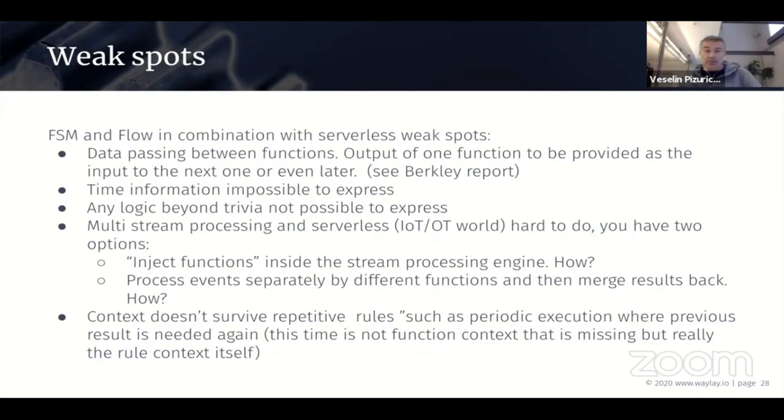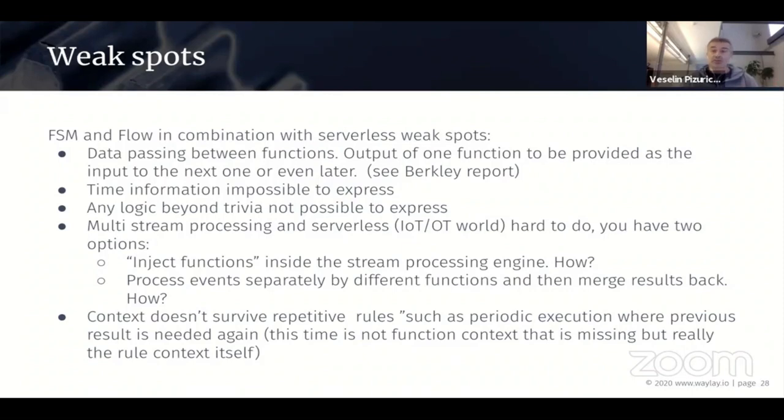So what is actually the weak spot of the function composition, so to speak? First, it's data passing between the functions. How do you express the time? How long is the data valid? Is it 5 minutes, 10 minutes, 1 hour? You want to merge the streams from the machines. You would not like to mix things from a day before with something which is coming now. So how do you express the logic which goes beyond the triviality of threshold crossing?